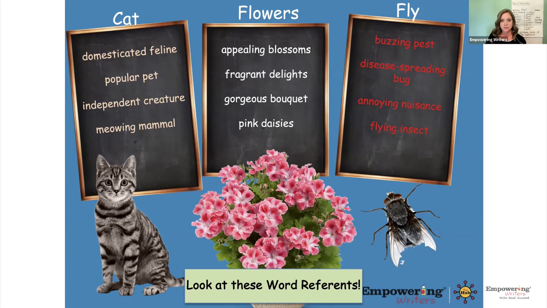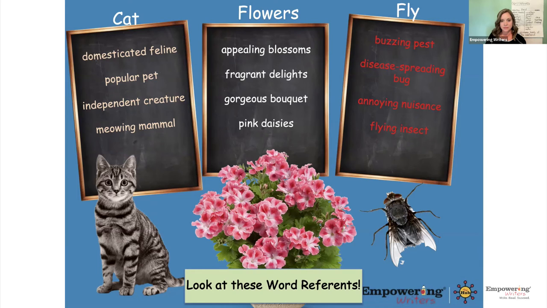So notice that the fly, disease spreading bug, well, that is not a very positive way to talk about a fly. So we can start to talk about ways in which our word choice will affect the tone of our piece. So if you happen to be allergic to flowers, you might not call them appealing blossoms. You might find another way in which to refer to them. So again, just building up the vocabulary and awareness, the ways in which authors use word reference. And again, reminding them that having some knowledge on the topic makes the difference.